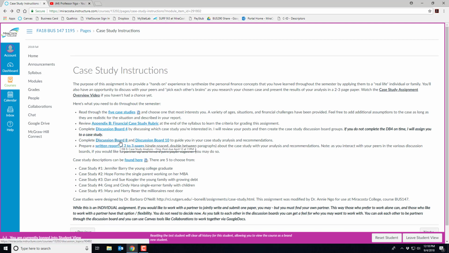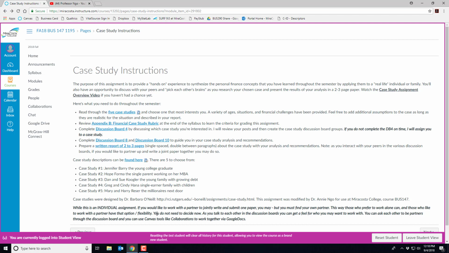Note that future discussion board 8 and 10 will help you work through your case study, the problem identification, and the recommendations themselves. And then you're responsible for writing a 2 to 3 page single space analysis with your recommendations and your reflection. Now, while this is an individual assignment, you have the option to work with a partner and you can actually co-write and submit one paper. You both just have to submit, but you only have to write one paper together and then have your names on the cover page. But you have to find your own partner.